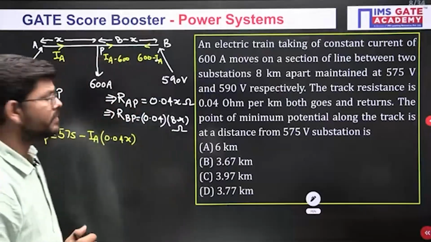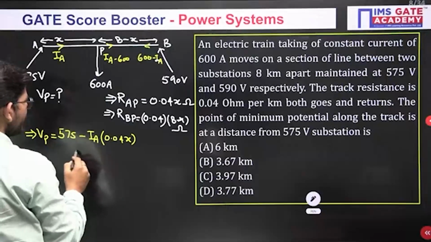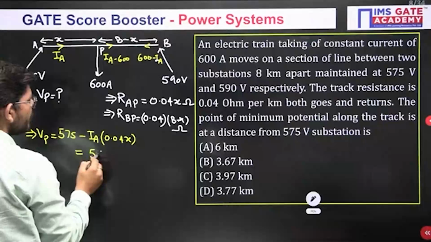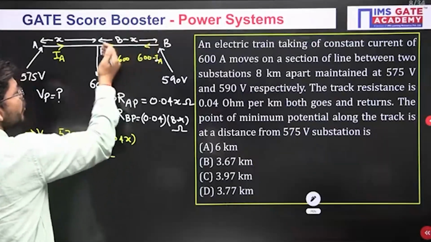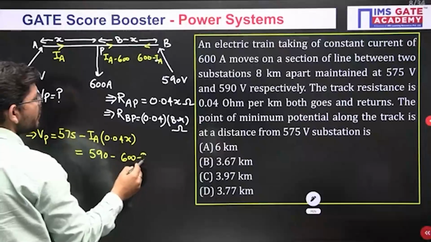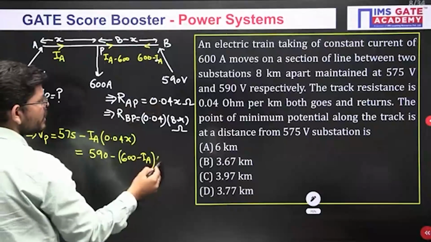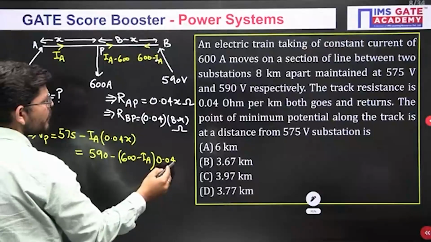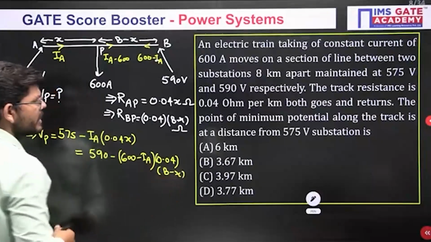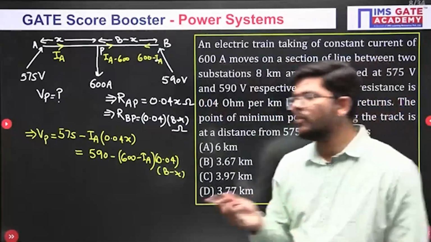Very good, Prakhar. Now if I find from this end, what will I be writing? It will be the voltage at B, which is 590, minus the drop here. The drop here will be the current, 600 minus IA, and the resistance of this part is 0.04 into 8 minus x, isn't it? So you will get this equation if you write the potential Vp from both ends.